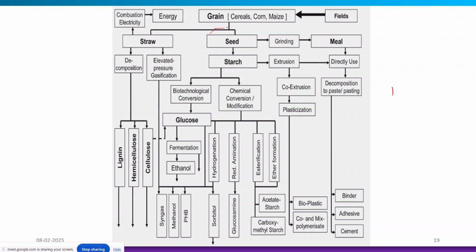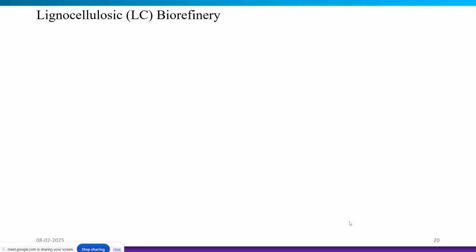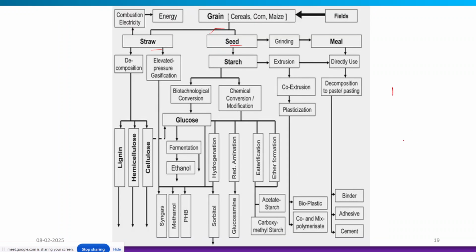We are getting the whole crop grain biomass as a feedstock, cereal, corn, maize, and from there we are separating out the straw and seed portion. From the seed we are grinding it, milling it, and it can be directly used for the decomposition to get other binder, adhesive and cement. The other part from that milling is when we are extracting the starch. From the starch we are getting biotechnological conversion and chemical conversion processes.